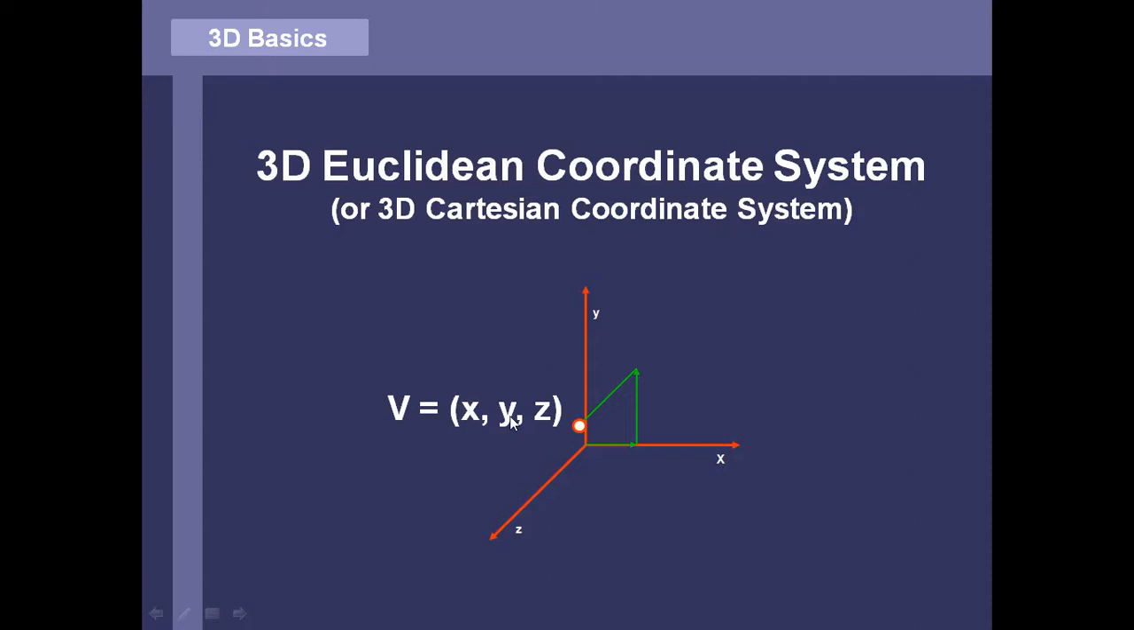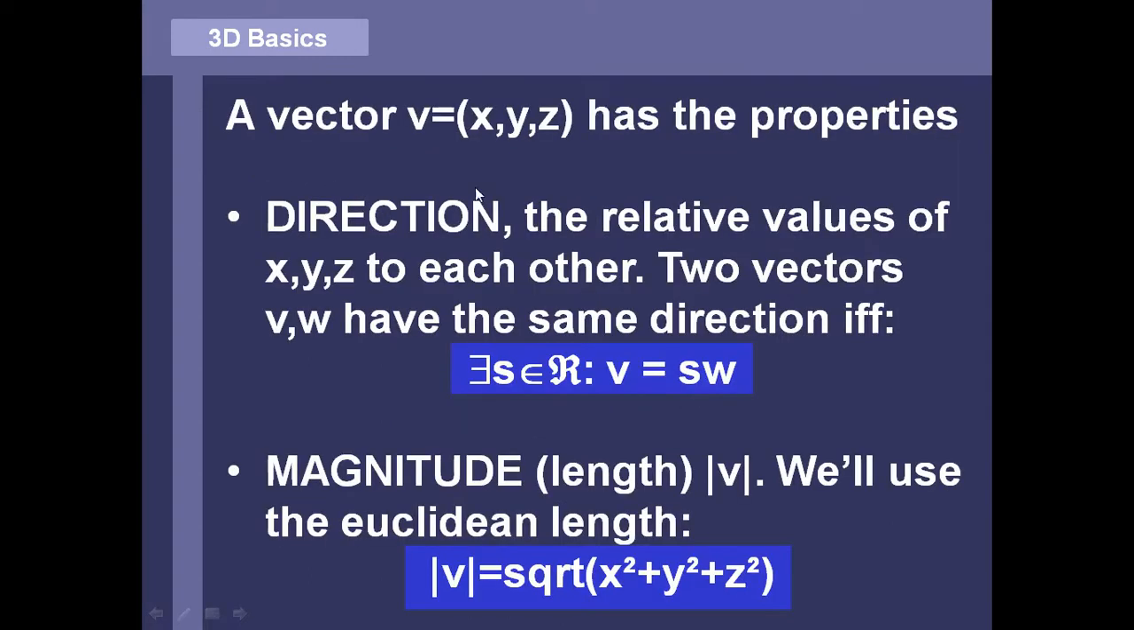V is equal to x, y, z, V for vertex you can say, which means you have x direction, y direction, z direction. These are the xy plane, xz plane and yz plane. So any point can be represented by triplet values x, y, z.